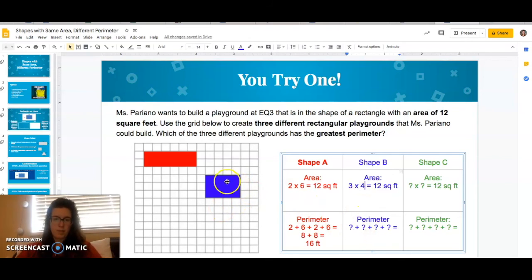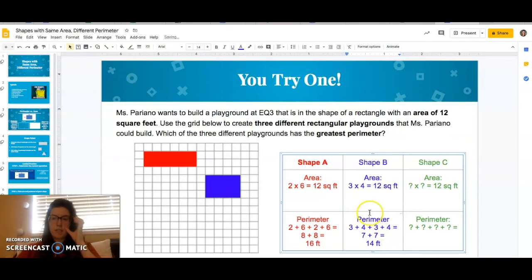Now let's find the perimeter. 3 plus 4 plus 3 plus 4. Well, 3 plus 4 is 7, plus another 3 plus 4, another 7, equals 14 feet. Awesome, the perimeter is different than shape A.